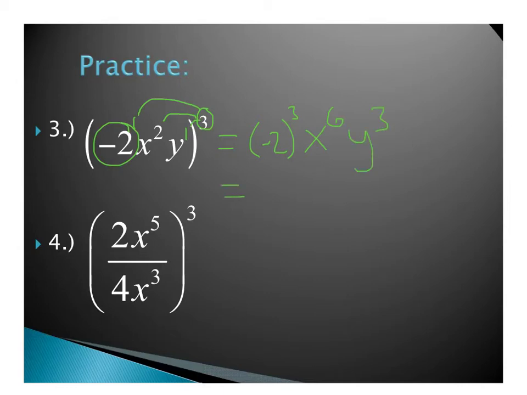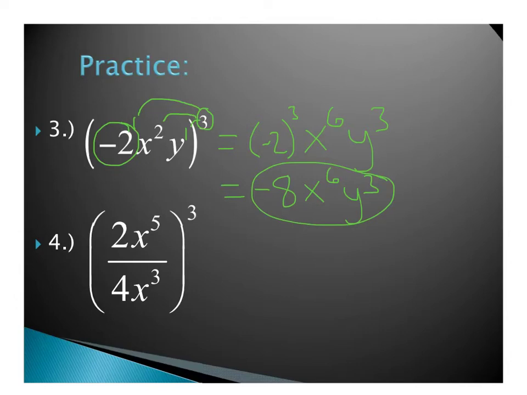Well, I got to finish up with this negative 2 to the third. When I have numbers like that, I need to evaluate them. Negative 2 times negative 2 is positive 4, times negative 2 is negative 8. X to the sixth, y to the third. And I am done.